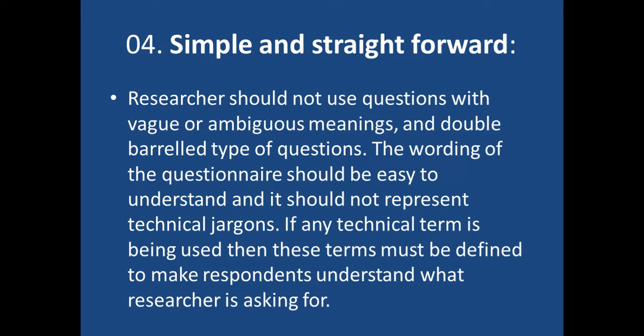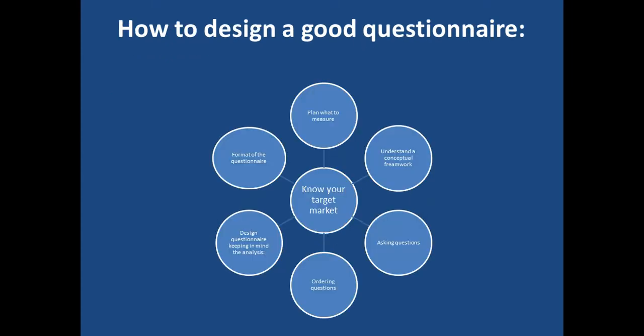Here you see the next thing which reflects a good questionnaire. It should be simple and straightforward. Researchers should not use questions with vague, ambiguous or technical terms. Sometimes people don't understand technical terms. And double-barrelled types of questions. The wording of the questionnaire should be easy to understand and should not contain technical jargon. If any technical term is used, then it must be defined to make the respondent understand what the researcher is asking for. So here you see how to design a good questionnaire.